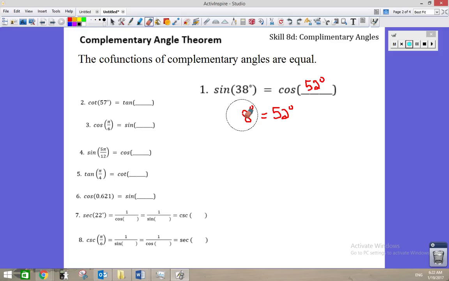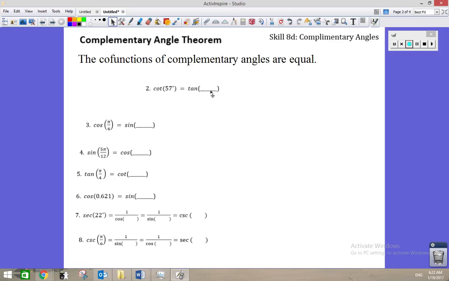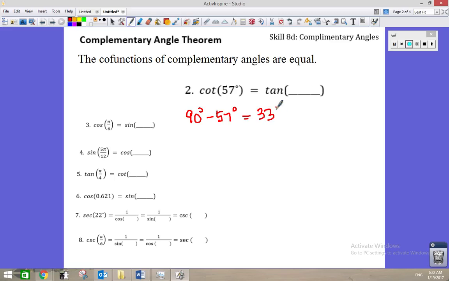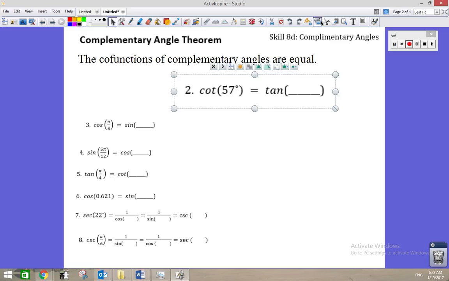And we're just going to continue this idea on all of these. So for cotangent and tangent, they are cofunctions. Take 90 degrees minus 57 degrees, and 33 degrees is probably that. So if I've done that subtraction correctly, then the cotangent of 57 degrees is equivalent to the tangent of 33 degrees. The cotangent and tangent are cofunctions. 57 and 33 are complementary. Let's move on to the next one.